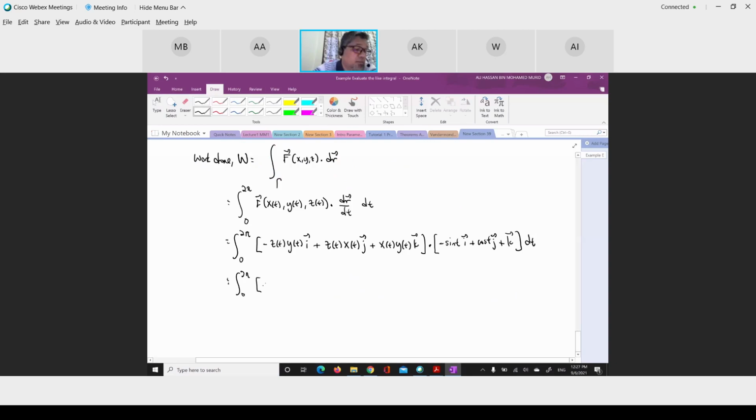So z(t) is t, y(t) is sine t, z(t) is t again, and x(t) is cosine t, j. Then we have x(t) again, which is cosine t, y(t) is sine t, k. Okay, and then we dot this vector with the vector minus sine t i plus cosine t j plus k.